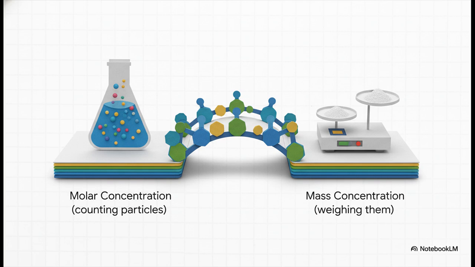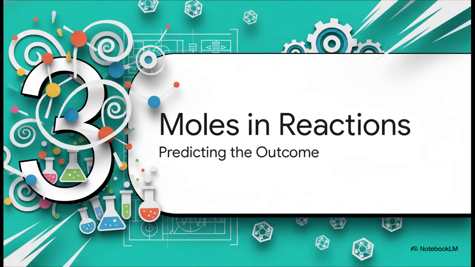Molar mass is basically the magic bridge that connects molar concentration, counting the particles, and mass concentration, which is just weighing them. It's a really simple formula that lets you jump back and forth between the two whenever you need to. Okay, now we get to where the mole really shows its power.